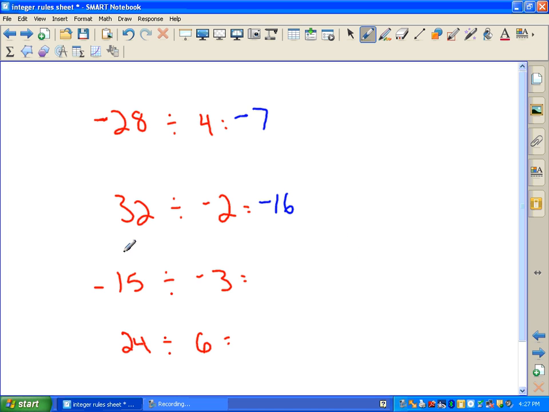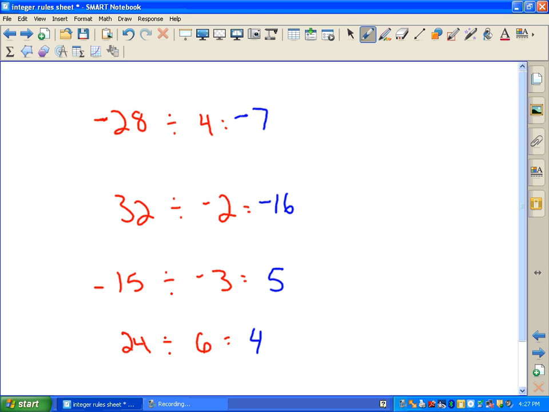Down here, both of these are negatives, which means my answer will be positive because they're the same sign. 15 divided by 3 is 5. And the last one, I have two positives, so they have the same sign. My answer is positive, and it is 4.